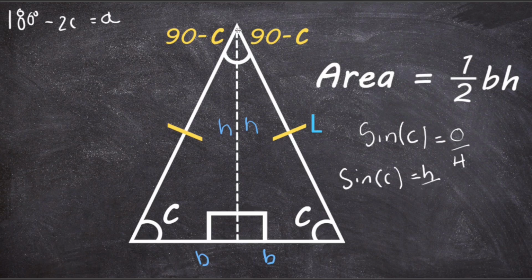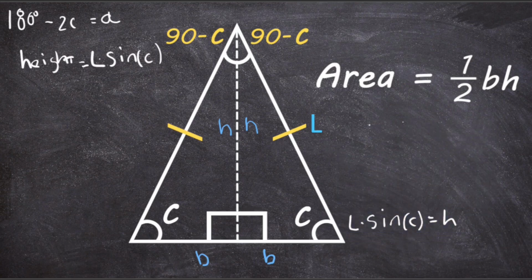Well, the hypotenuse of this triangle is the length. In fact, it's the hypotenuse of both triangles. So sine of C equals h, height, over length. If we want to get the height, we simply have to multiply both sides by length, so that we get L sine C equals the height. So that's our height for both triangles. So let's write that down.